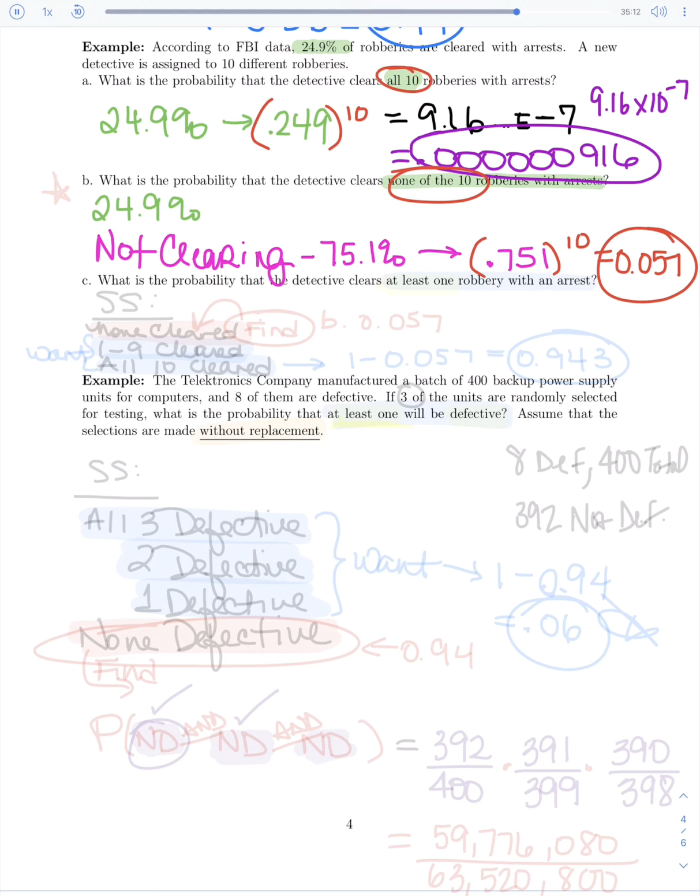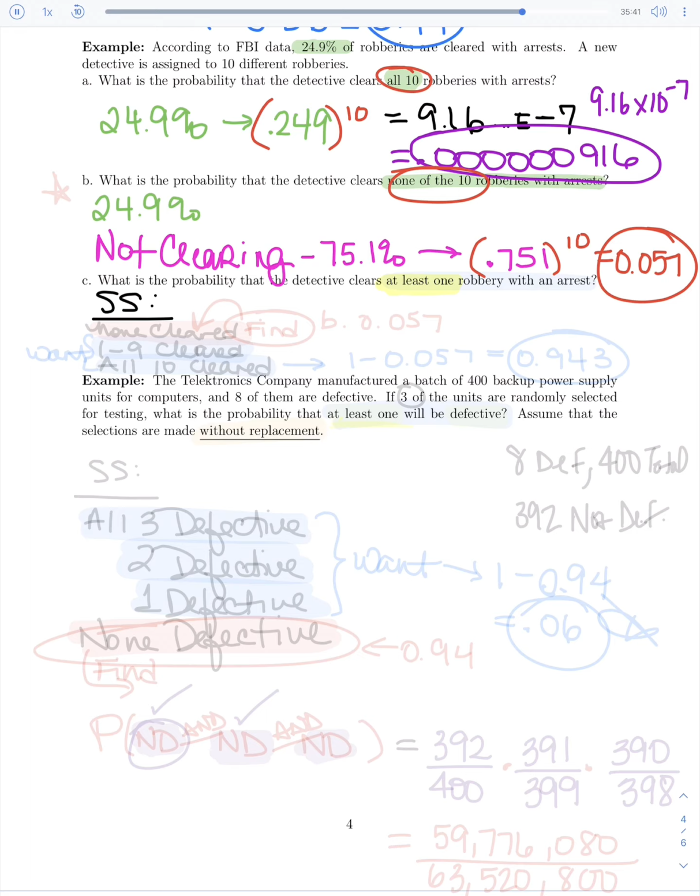Now let's take a look at problem C. What is the probability that the detective clears at least one? So this one is different because we're seeing the "at least one" here. That means we're going to want to take the complement of something. So we want to list out the sample space. I'm going to shorten it to SS so I don't run out of space here. And what are my options?